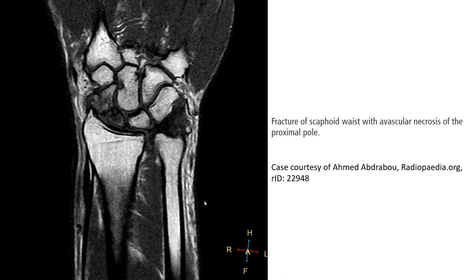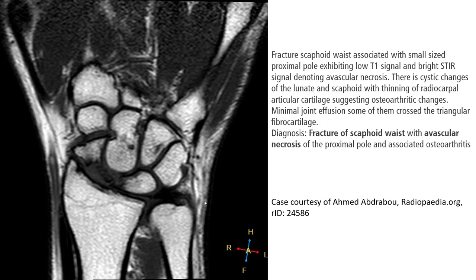So this MRI image shows a fracture of the scaphoid waist with avascular necrosis of the proximal pole. Again, a fracture of the scaphoid waist associated with a small proximal pole exhibiting low T1 signal and bright STIR signal denoting avascular necrosis.